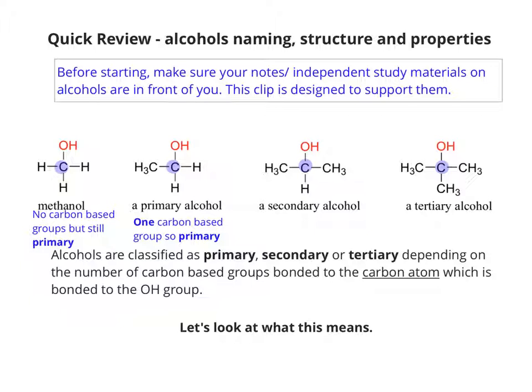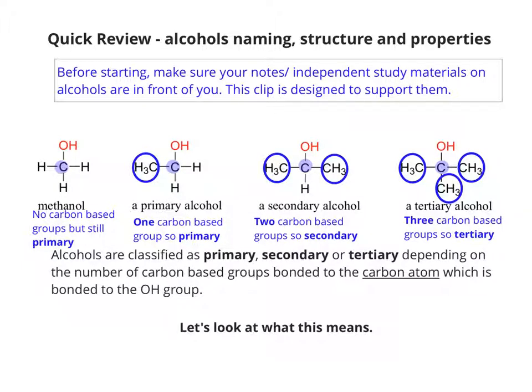Looking at primary alcohols first, they have one carbon-based group attached to the carbon that the OH is attached to. The exception to that rule is methanol. It's the only alcohol that doesn't have any carbon-based groups attached to the carbon that's attached to the OH group. So I've circled the carbon-based group that's attached to the carbon that has the OH group attached.